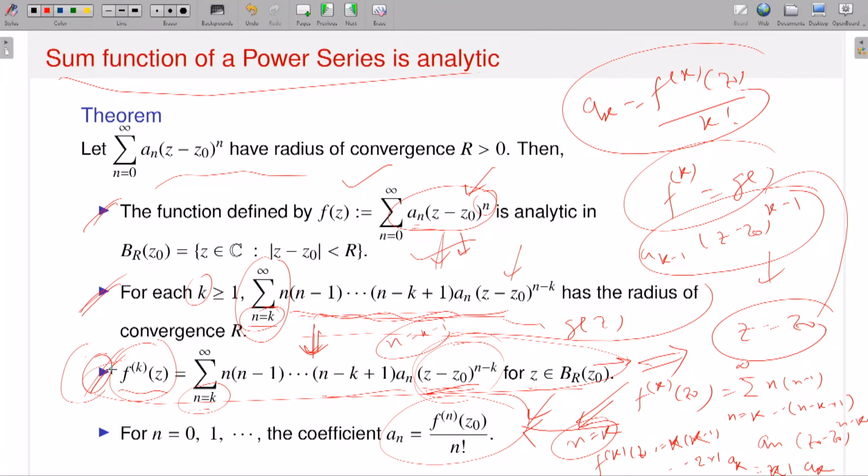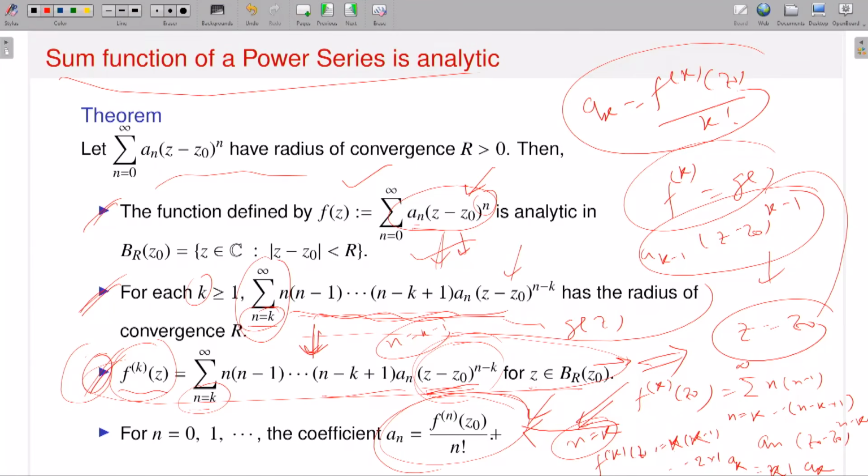Okay, so if relation 3 is true, you just put z equal to z naught in this expression, and then you will have this conclusion. That means I can write my coefficients in terms of the derivatives of my sum function evaluated at the point z naught. So this last conclusion follows from the above one.